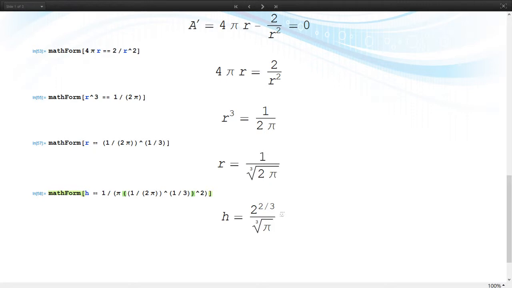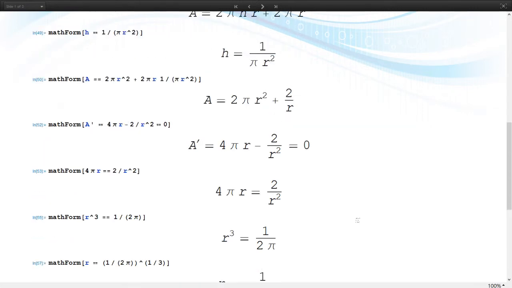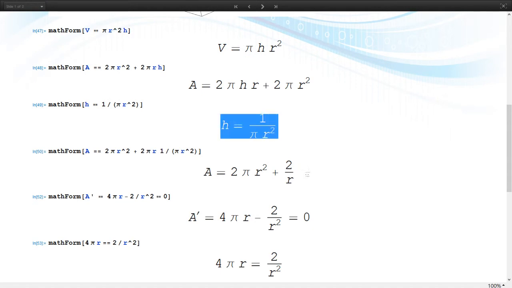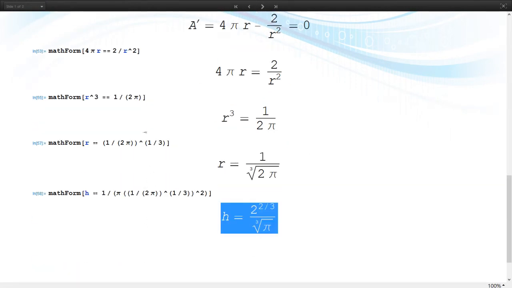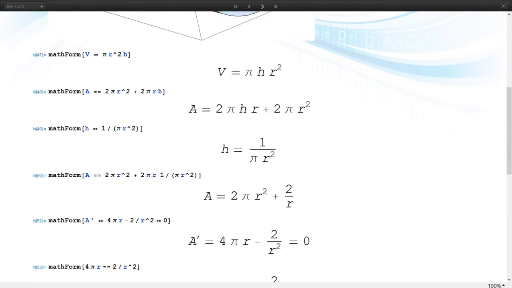That's not what I think the answer is. I think the 2 should be in the denominator. Oh, sorry, taking the reciprocal here. Okay, so Mathematica simplified this for us from this form to this form. The 2 is in the denominator of r, which is in the denominator of h, so the 2 came into the numerator. Okay, so these are the dimensions.